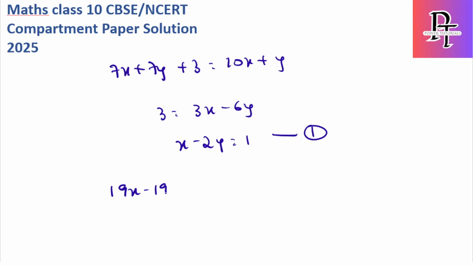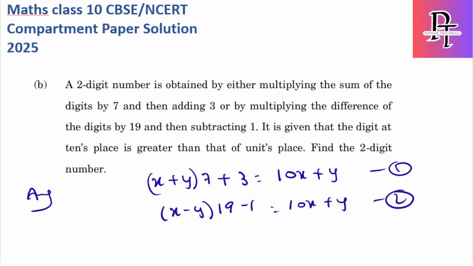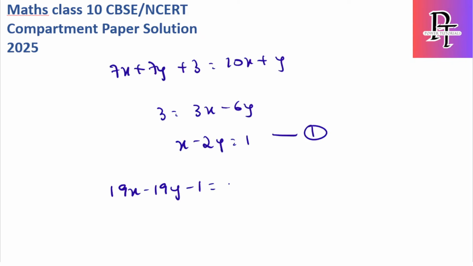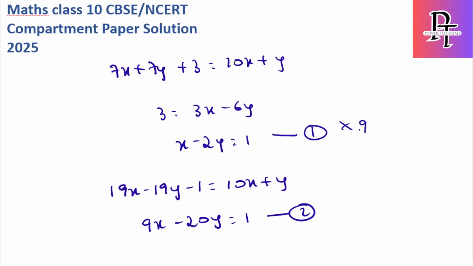19x minus 19y minus 1 is equal to what? Is equal to 10x plus y. So if I move everything to the left side, 19x minus 10x is 9x, minus 19y minus y will become minus 20y is equal to 1. This is equation 2. Let's multiply the first equation by 9 so that I can use the elimination method to solve it.